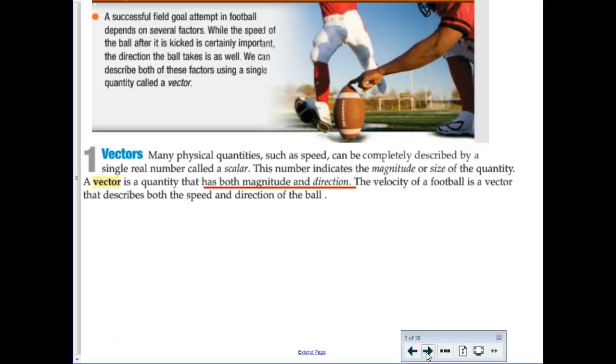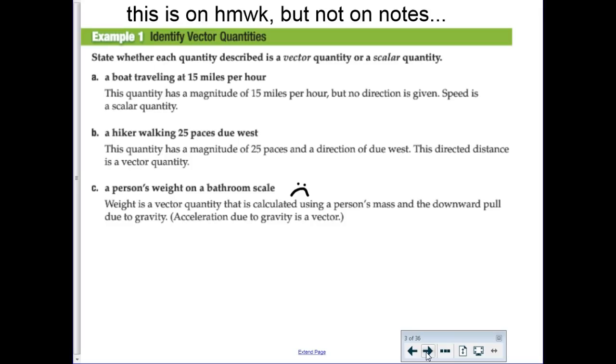Okay. So an example here they have is the football has both speed and direction. And we've kind of seen this when we looked at parametrics, like the angle at which they kick the football does affect the trajectory of the football, and that's a vector quantity. So there's a couple notes from your book, and this is on your homework, so you don't need to write it down, but maybe pay careful attention here.